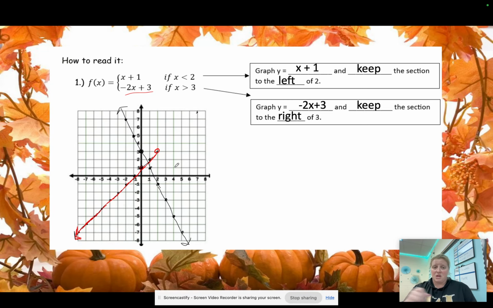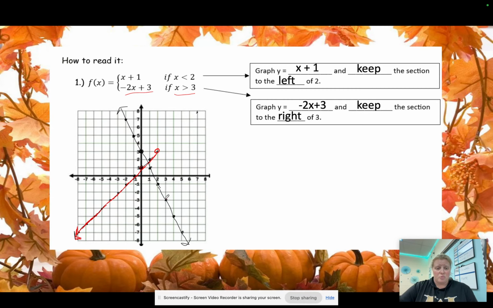And then that's when I want to pick up my colored pencil. Now it's time to do some erasing. So what are we keeping? We want to keep anything to the right of 3. So I'm going to go over to 3, and I'm just going to go down until I hit the line I just drew. And if I look, it's not underlined.